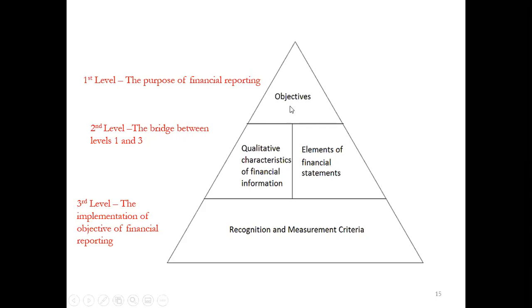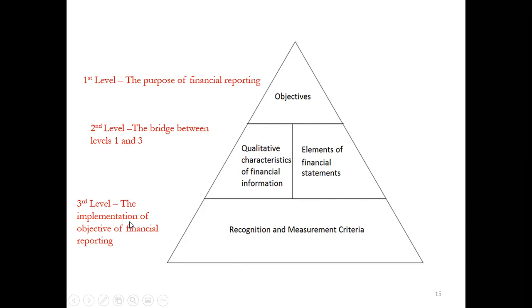So in order to achieve that, we want to report these elements. We want to recognize and measure. We want to present these elements by ensuring the qualitative characteristics. So therefore, it's a kind of bridging level. It will bridge the first level and the third level. We call it the bridging level.